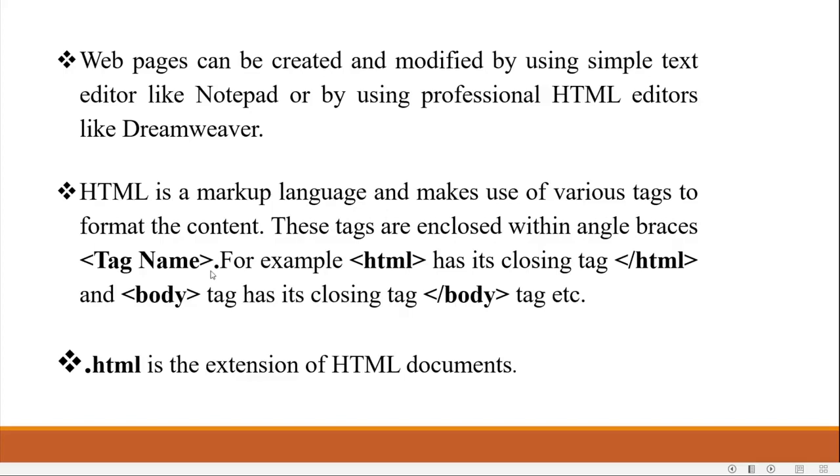So here we are, all these tags should be enclosed in some braces. These braces are known as angle braces. See here, this is open brace, tag name, close brace. These are called angle braces. For example, tag name is HTML and the other tag name is body. All these are enclosed in angular braces.